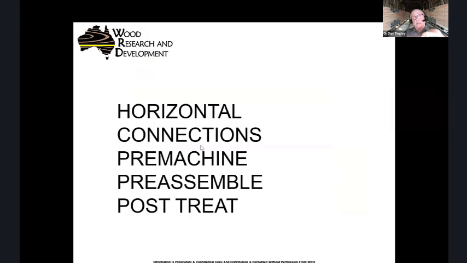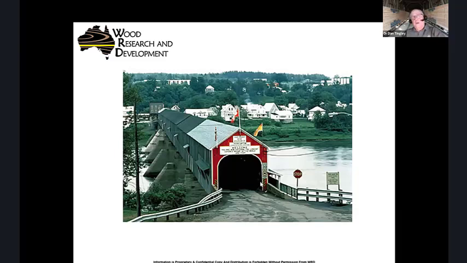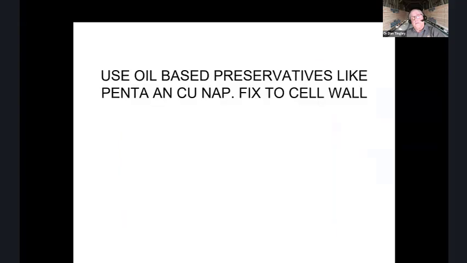So horizontal connections, pre-machining, pre-assembly, post-treatment do away with this issue because we're not putting stuff in the wood after treatment. The old days, when I grew up in Canada, the bridge designers, you know what they did? They put their Howe trusses in a building. They put a roof and a sidewall over them and kept the moisture off the joints. And that caused these old timber bridges to last hundreds of years in all environments.